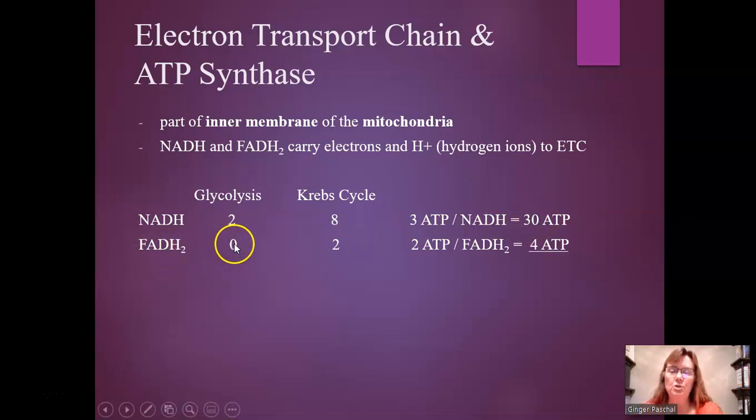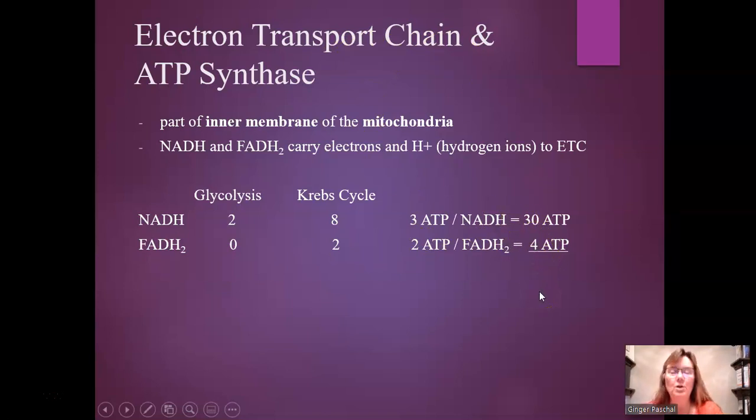So FADH2, we have 2 of those from the Krebs cycle. Remember, one from one pyruvate and the other one from the other pyruvate. Each one of those FADs has enough energy to make 2 ATP. So if we take 2 times 2, we get 4. So in the process of the electron transport chain, we can make 34 ATP.